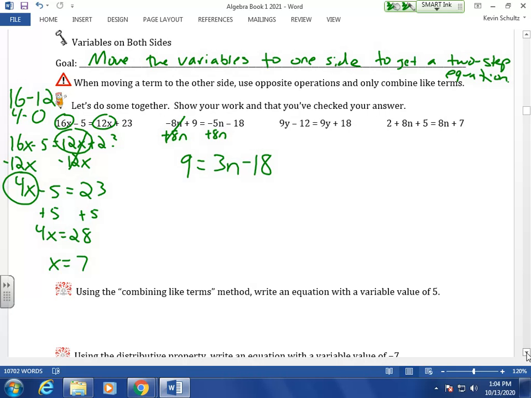Either way, at this point, now we're going to add 18 to both sides. So I got 27 equals 3 times n. Divide both sides by 3. And our variable n is 9. Feel all right?